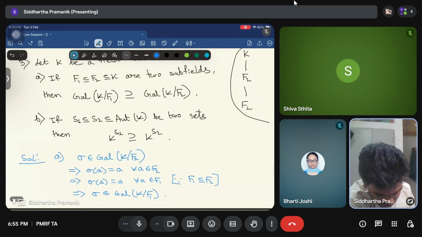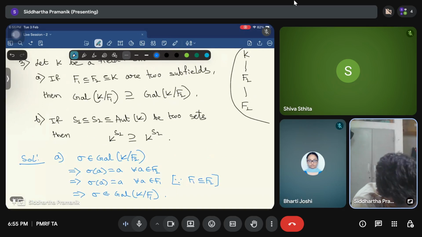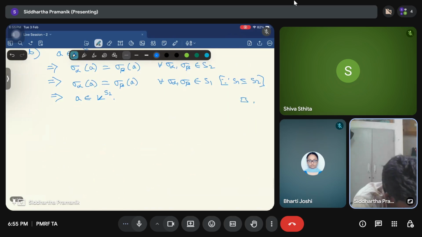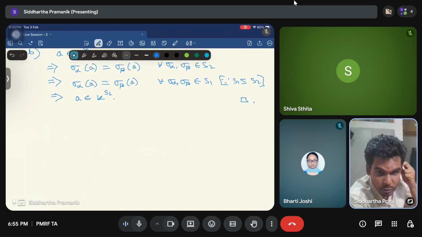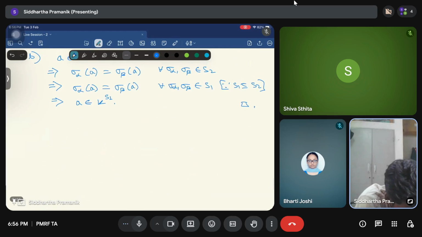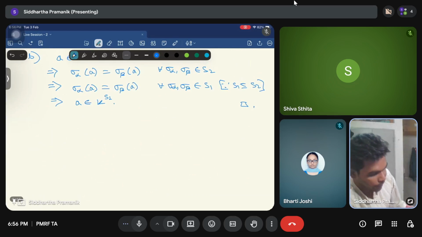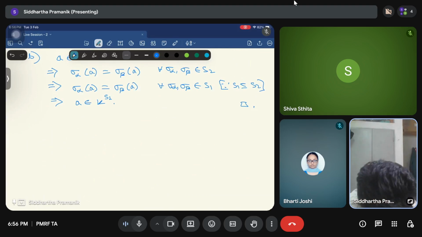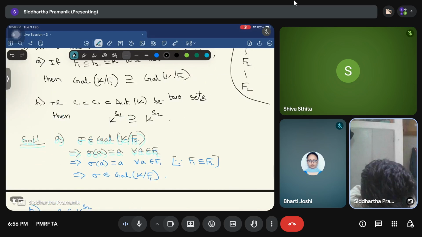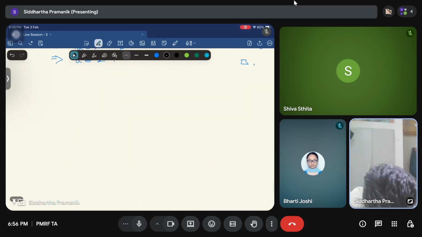Okay, so try to remember these two things. These are important. Now let's see some examples of fixed fields and how to find those things. So in this course we will mostly see finite extensions, but here I want to mention some other things. So problem number 4.